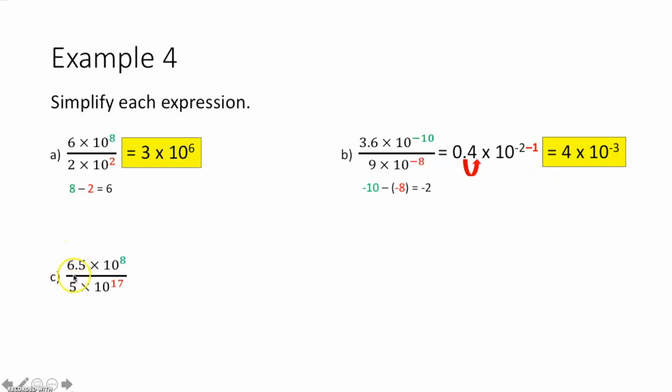Part C, divide the two numbers in front, subtract the exponents. So when we subtract these two exponents, what's 8 minus 17? That's going to be -9. And when we divide these two numbers in front, we end up getting 1.3. So we get 1.3 times 10 to the -9.